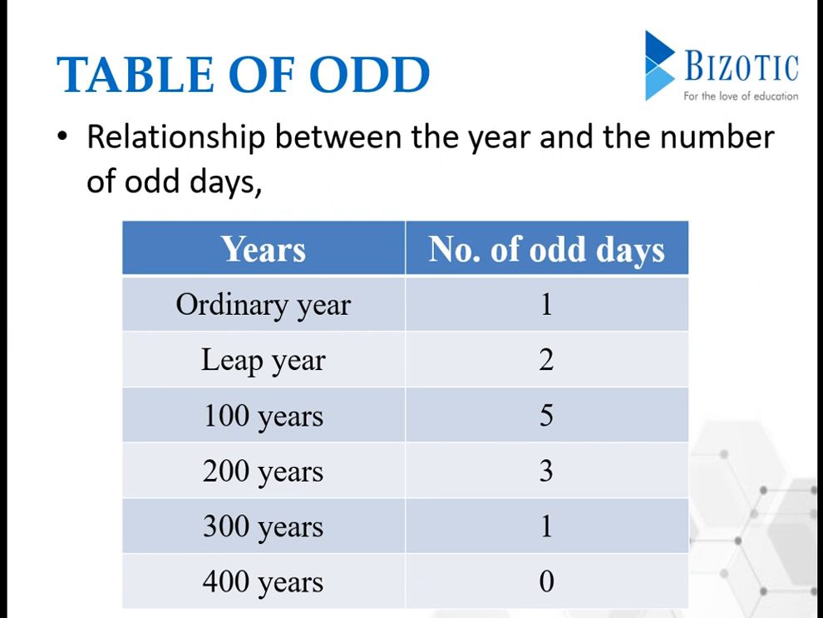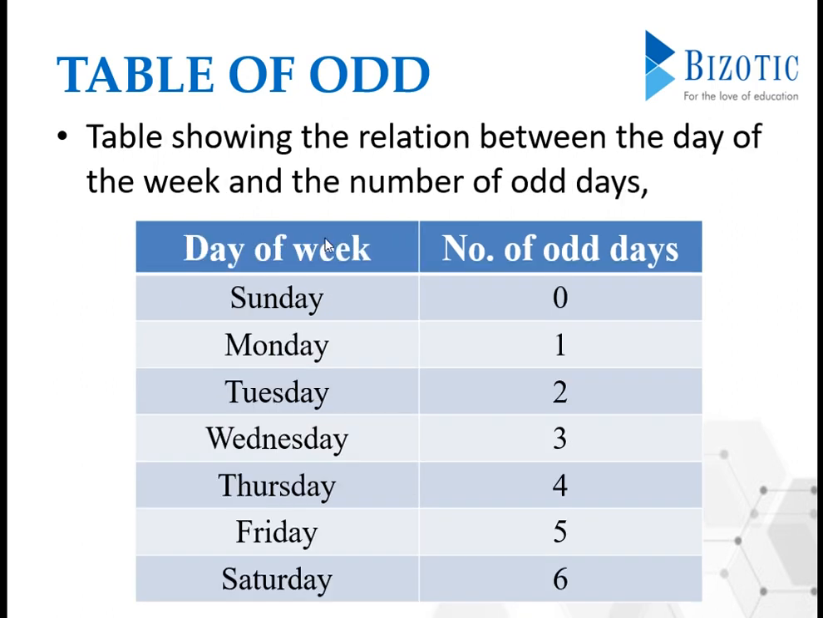Now this is a table of odd days, which explains the relationship between years and the number of odd days. An ordinary year has 1 odd day, a leap year 2 odd days, 100 years 5, 200 years 3, 300 years 1, and 400 years 0. Whatever I had explained before, I have just put in a table. And next, one more table, which explains the relationship of odd days to weekdays. This is the most important one, which will help you solve problems on calendars. Sunday has the value 0, Monday 1, Tuesday 2, Wednesday 3, Thursday 4, Friday 5 and Saturday 6. If the value is 7, then it will be 0, which is Sunday again.